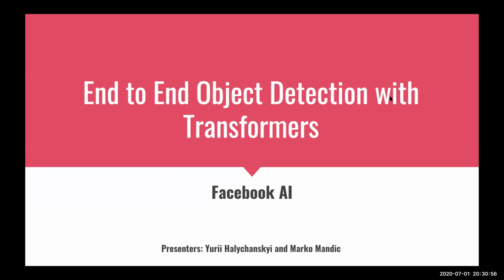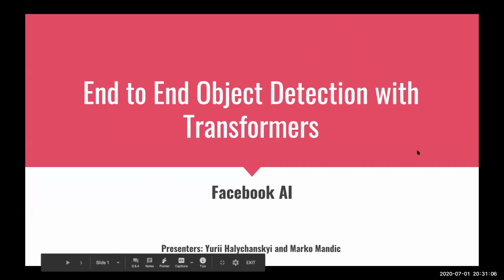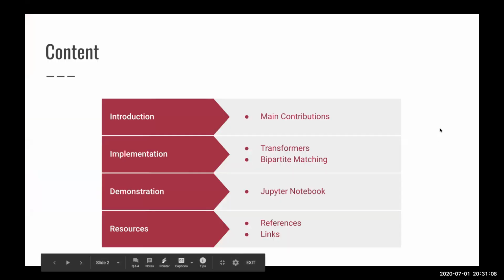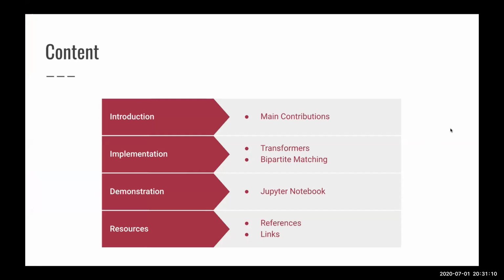So welcome. This is the presentation for the end-to-end object detection with transformers. This paper came from Facebook AI, and Yuri and I are going to be presenting on this paper. So first of all, what we're going to go through in this presentation is the introduction, where we're going to talk about the main contribution and introduce the paper.